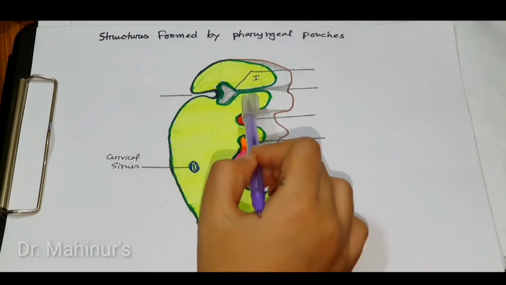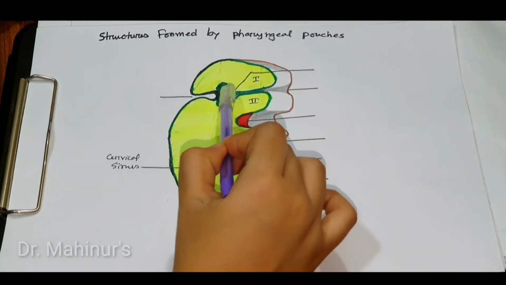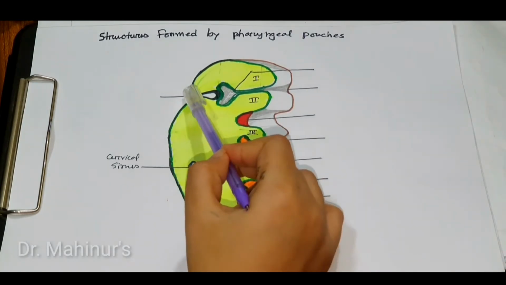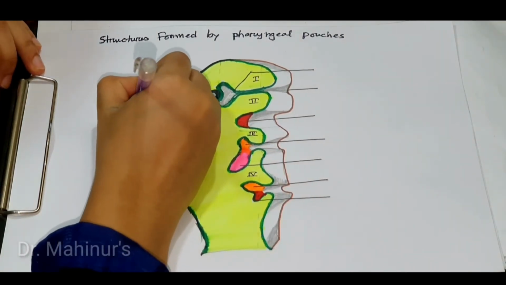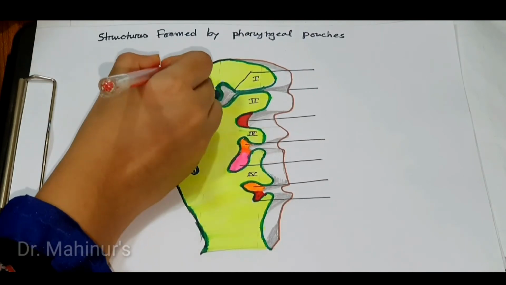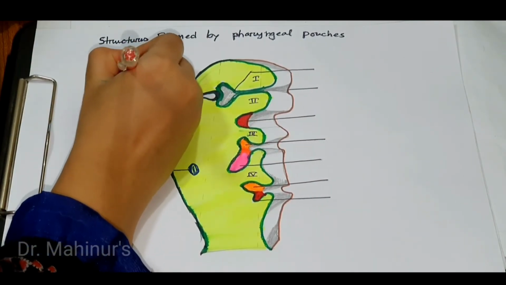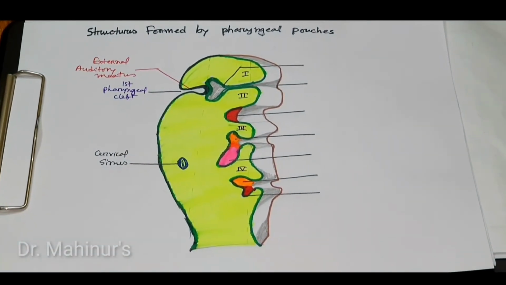The first pharyngeal pouch forms a stalk-like diverticulum, the tubotympanic recess, which comes in contact with the epithelial lining of first pharyngeal cleft. This one is first pharyngeal cleft, which is the future external auditory meatus.